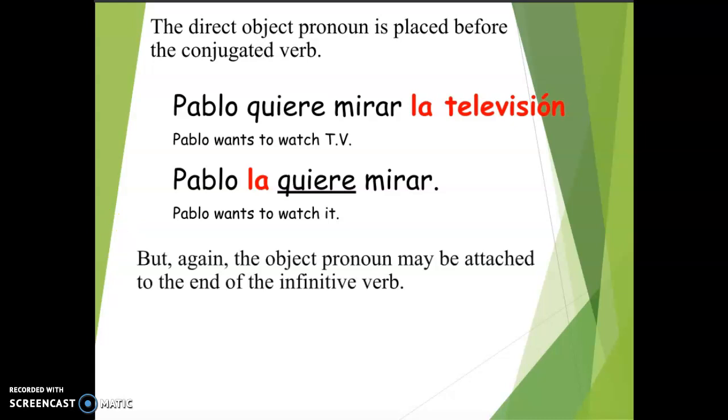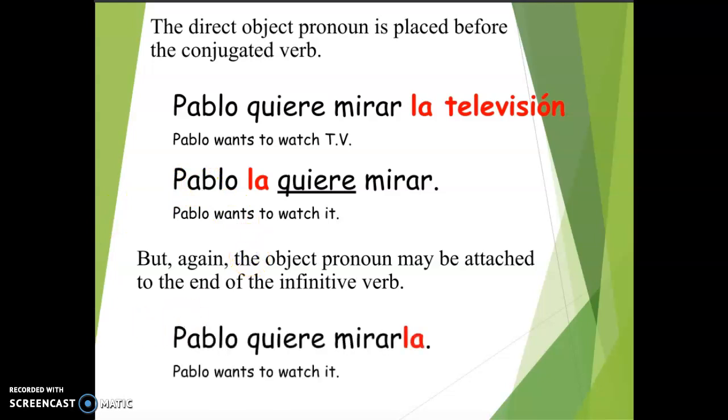You can also attach the direct object pronoun to the end of the infinitive verb, the verb that has not been conjugated. In this sentence, we have two verbs. One is conjugated, which is quiere, and the other one is mirar, which is not conjugated because it ends in AR. Remember, all infinitive verbs must end in AR, ER, and IR in Spanish. So when we attach the direct object pronoun to the infinitive verb, the sentence reads, Pablo quiere mirarla. Pablo wants to watch it.